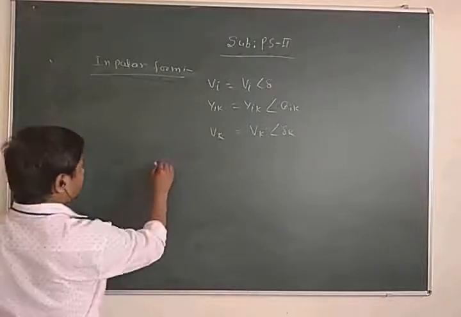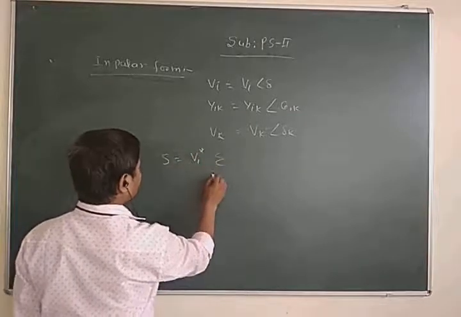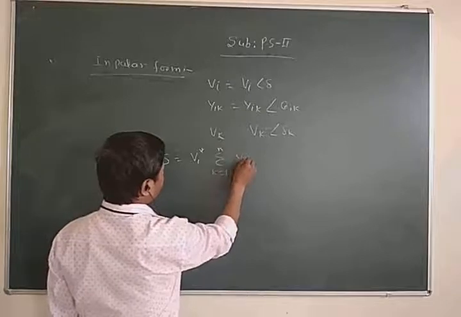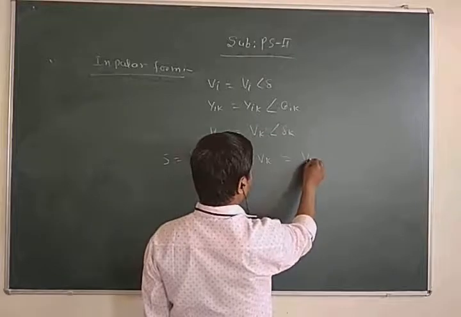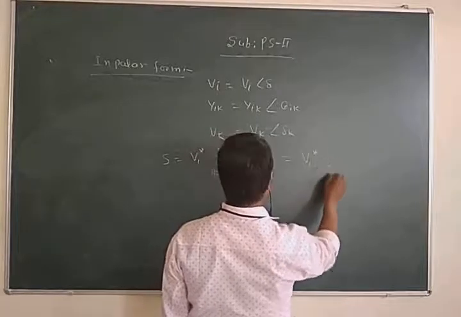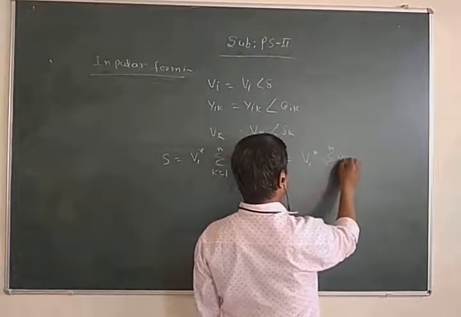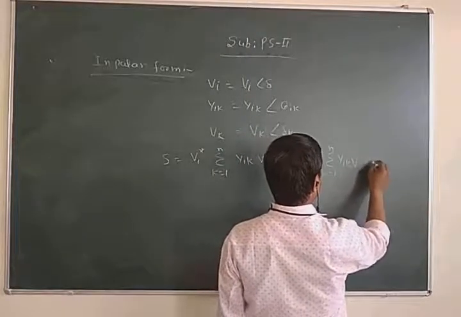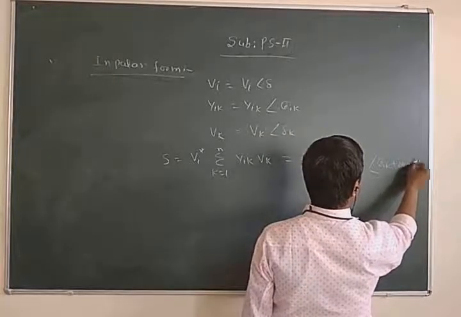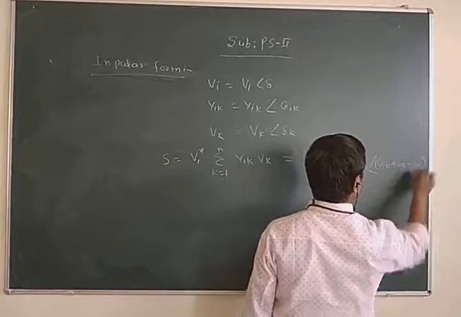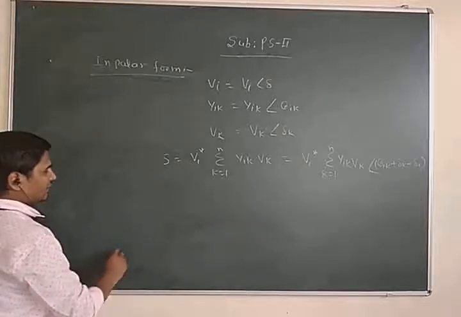So S is equal to V_i conjugate sigma k is equal to 1 to n Y_ik V_k, and in polar form V_i conjugate sigma k is equal to 1 to n Y_ik V_k at angle theta_ik plus delta_k minus delta_i. Now from this equation we separate real and imaginary parts.